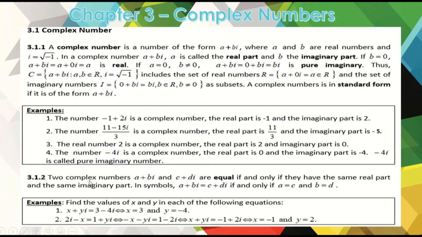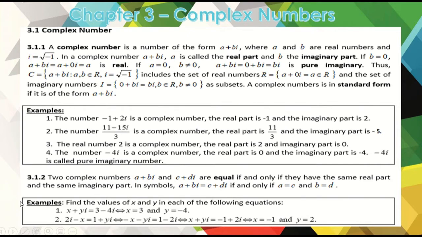Next, two complex numbers a plus bi and c plus di are equal if and only if they have the same real part and the same imaginary part. In symbols, a plus b times i is equal to c plus d times i if and only if a is equal to c and b is equal to d.